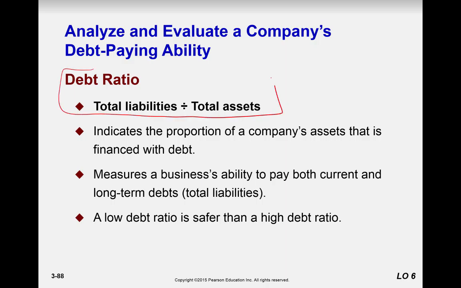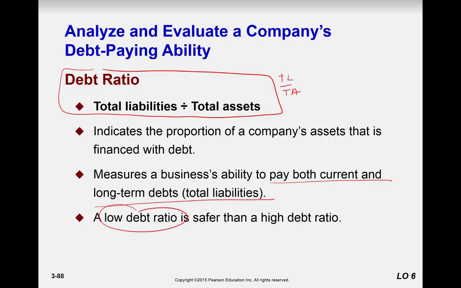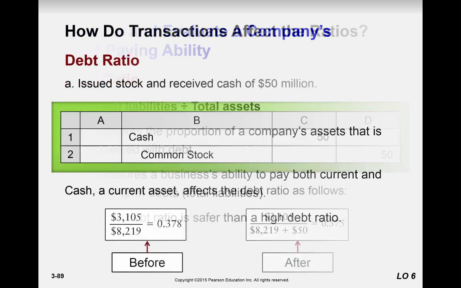Debt ratio is total liabilities divided by your total assets. And that indicates the portion of the company's assets that are actually not theirs and financed through debt. And this really measures their ability to pay not only the current liabilities, as we learned in the current ratio, but now all liabilities. So a low debt ratio is safer. That means, right, we don't have more liabilities than assets, so we're able to pay those items that come up.